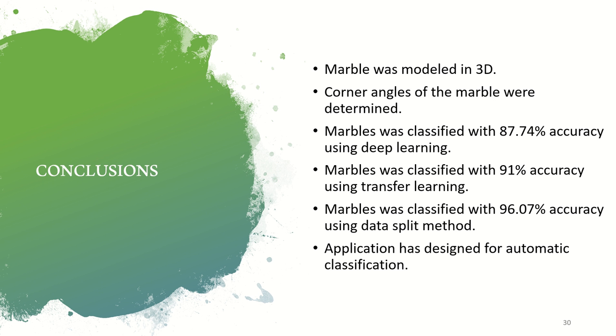And conclusion: marble was modeled in 3D. Corner angles of the marble were determined. Marble was classified with 87% accuracy using deep learning. Marble was classified with 91% accuracy using transfer learning. Marbles were classified with 96% accuracy using the data split method. An application has been designed for automatic classification.